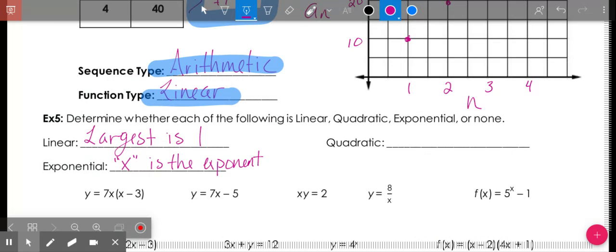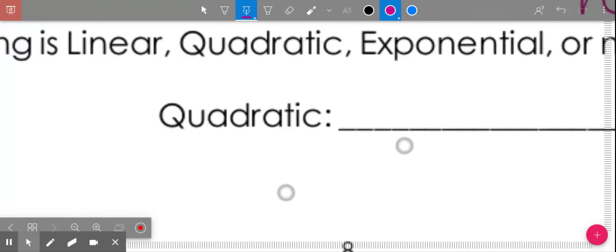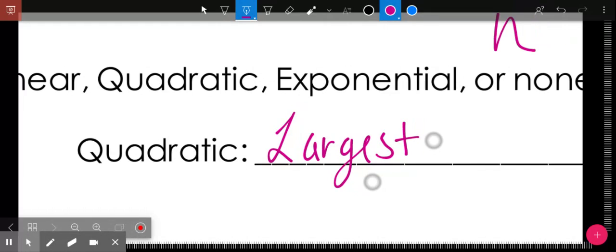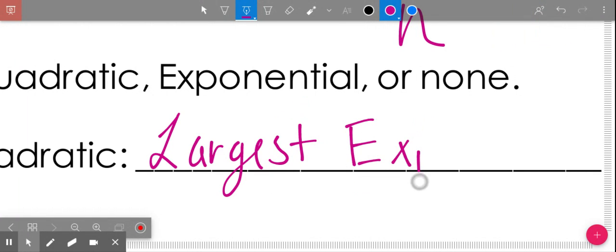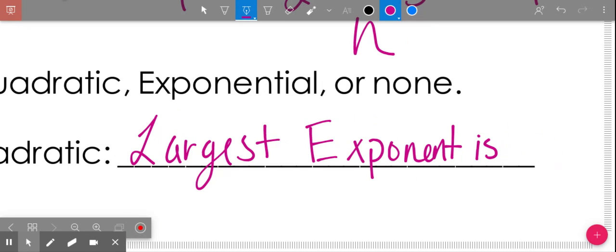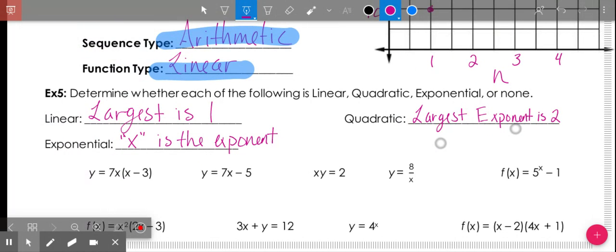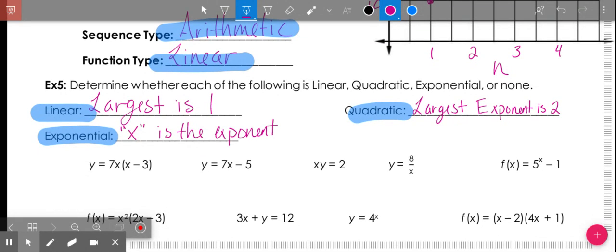And then quadratic, we know something's quadratic if the largest exponent is 2. So we're going to use those 3 rules, and that's stuff we talked about last semester. We're going to use these 3 rules to answer the following questions. So the first one, we have to remember that you always have to simplify if you can. So you should always be simplifying if possible.